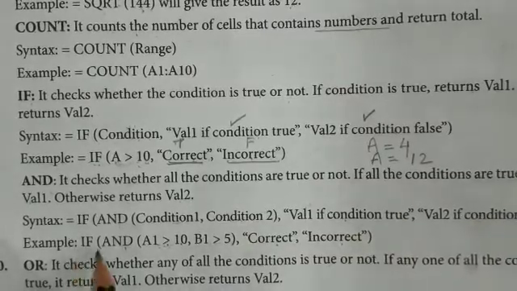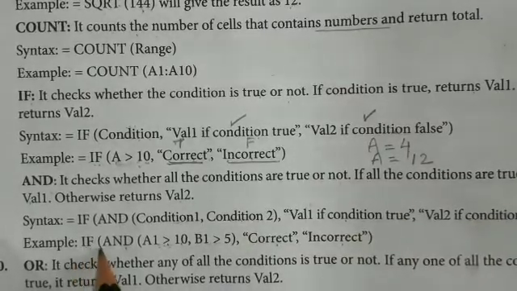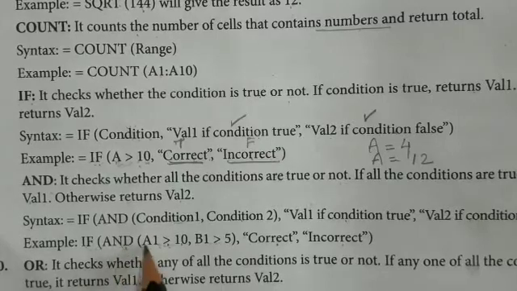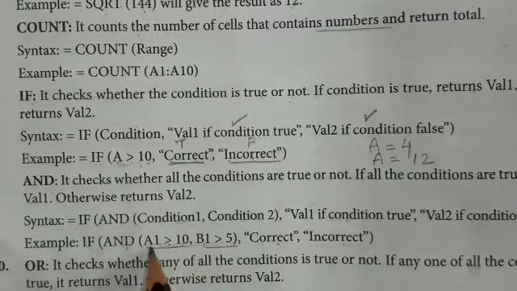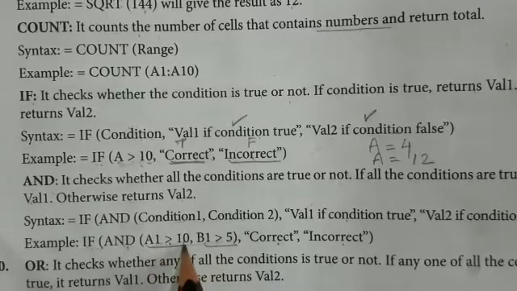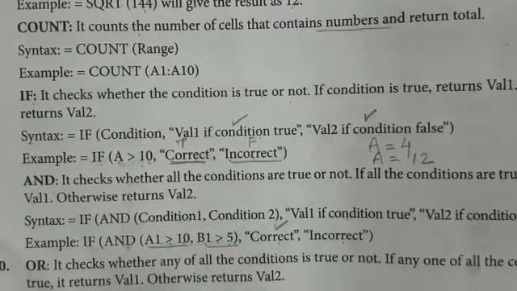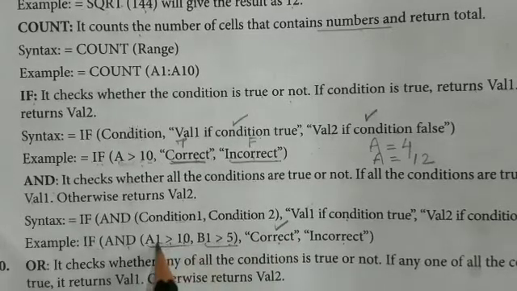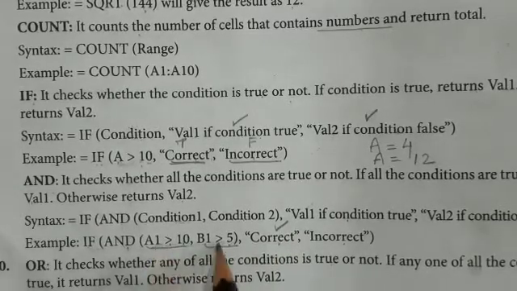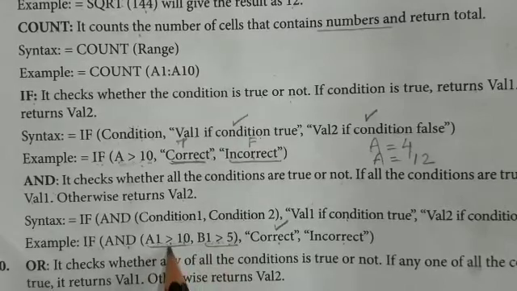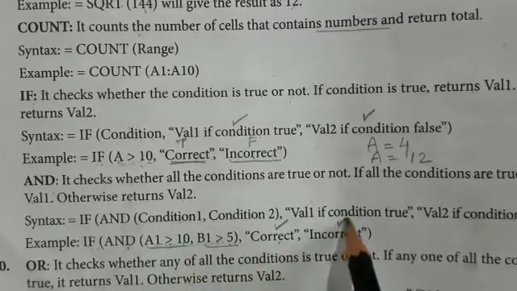For example, equals IF, in the parenthesis AND, and now the two conditions are there: A1 is greater than 10 and B1 greater than 5. Means if both the conditions are true, that is the A1 value is greater than 10 and B1 value is greater than 5, then it will return correct. If one of the conditions is false, it will return incorrect.